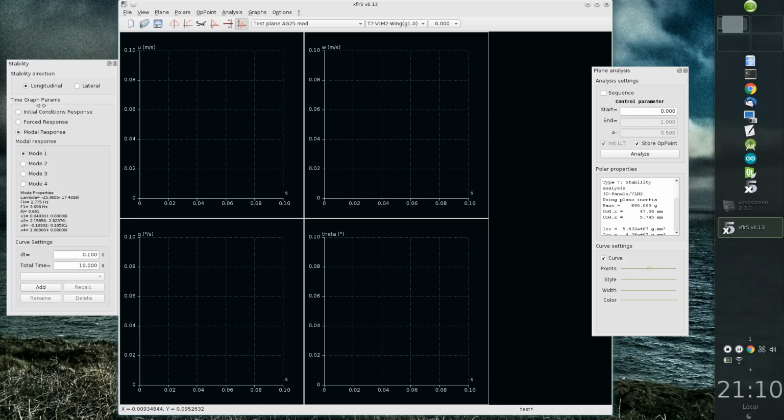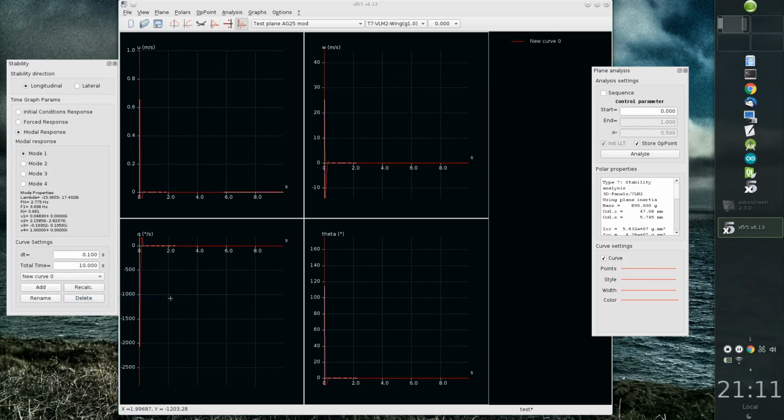So for instance, let's look first at the modal response, the time behavior of a mode. We are looking at mode 1, which should be the short period mode in our case. We'll plot a graph with increments of 0.1 seconds and for a total time of 10 seconds, and let's add a curve. So this is indeed the short period mode, and we see this because it starts at a certain level and it returns very, very quickly to 0.